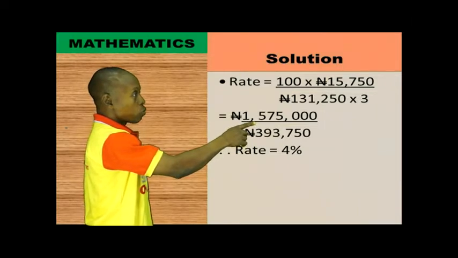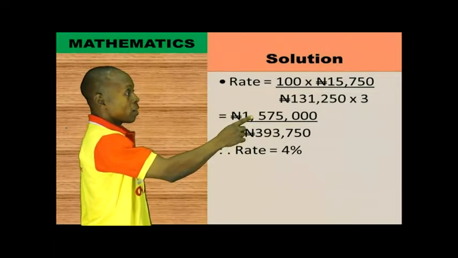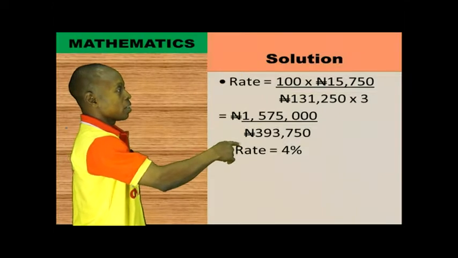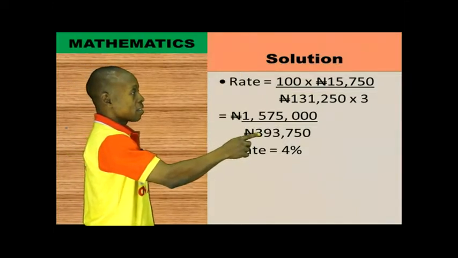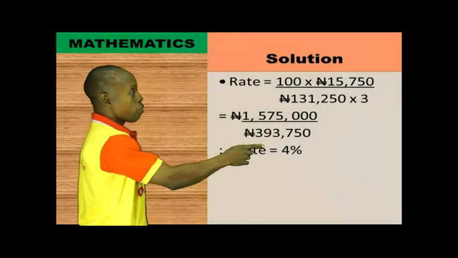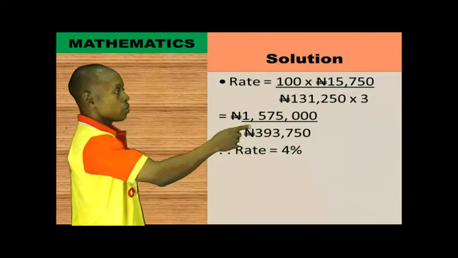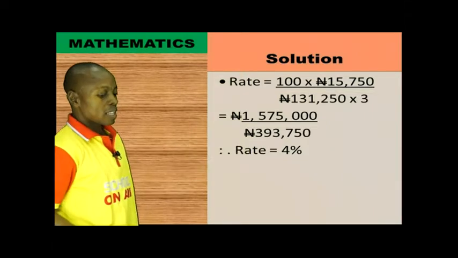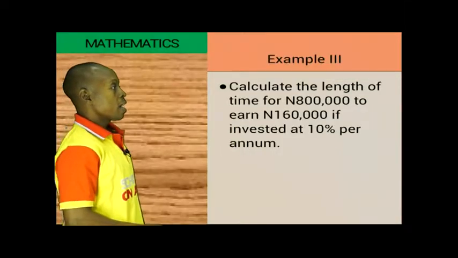We got 1,575,300 divided by 393,750 naira, and we got the rate to be 4%. From this formula, when you divide this by this, you get 4%. That's what I said earlier on.